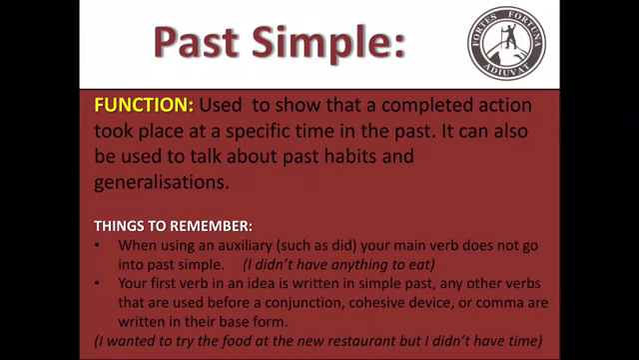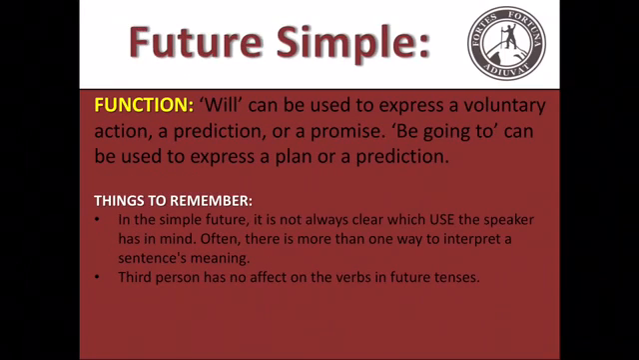And the final simple tense that we have is future simple. Here we can use will to express a voluntary action, a prediction, or a promise. We can also use be going to express a plan or as well a prediction. Things to remember. In the simple future, it is not always clear which use the speaker has in mind, so often there is more than one way to interpret a sentence's meaning. Third person has no effect on the verbs in future tenses.